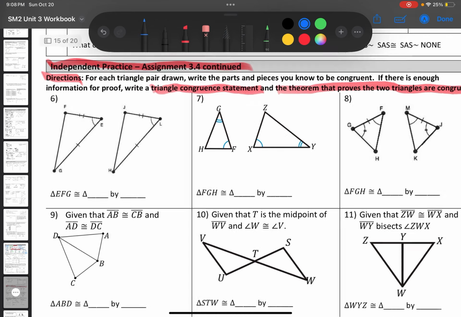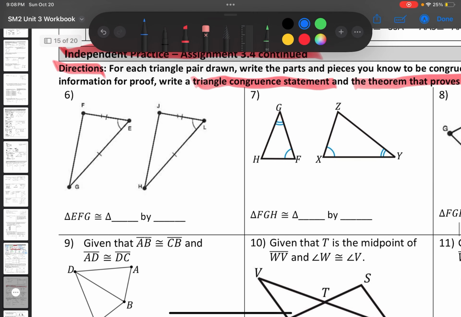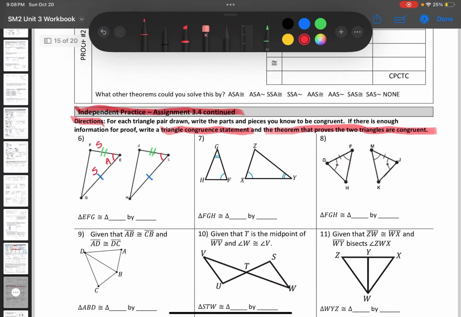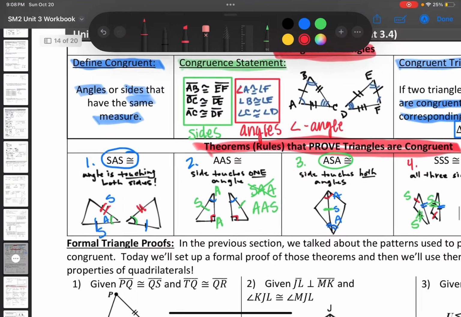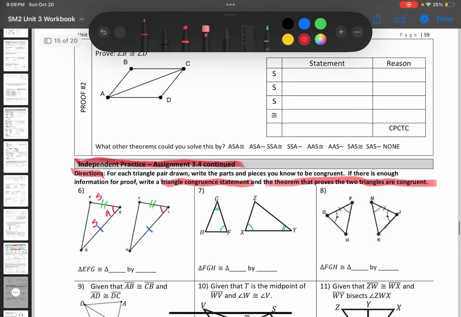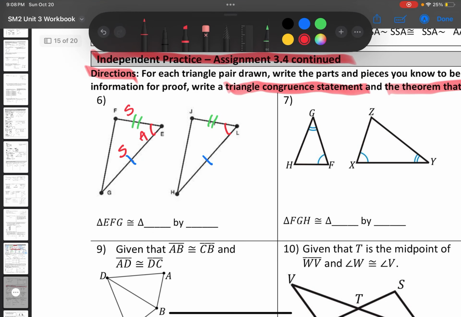So let's look at number 6 here. Let's look at the parts I know to be congruent. I know that these two sides are congruent by looking at those markings, and then these two are congruent, and it looks like I have an angle that is congruent. So angle E and L. If we look at the order, it's side, angle, side. And that is one of the theorems, looking back right here. That's the first theorem we talked about. So this gives me enough information to tell me that these two triangles are congruent by side, angle, side.